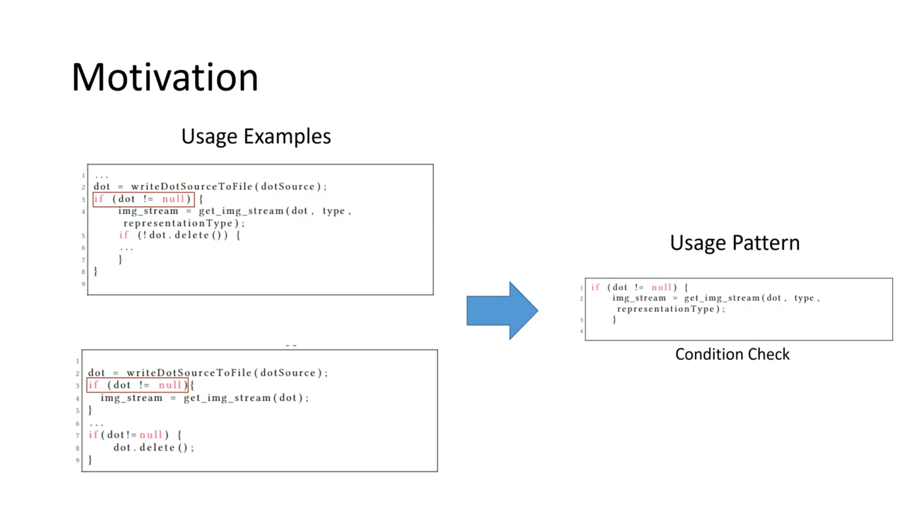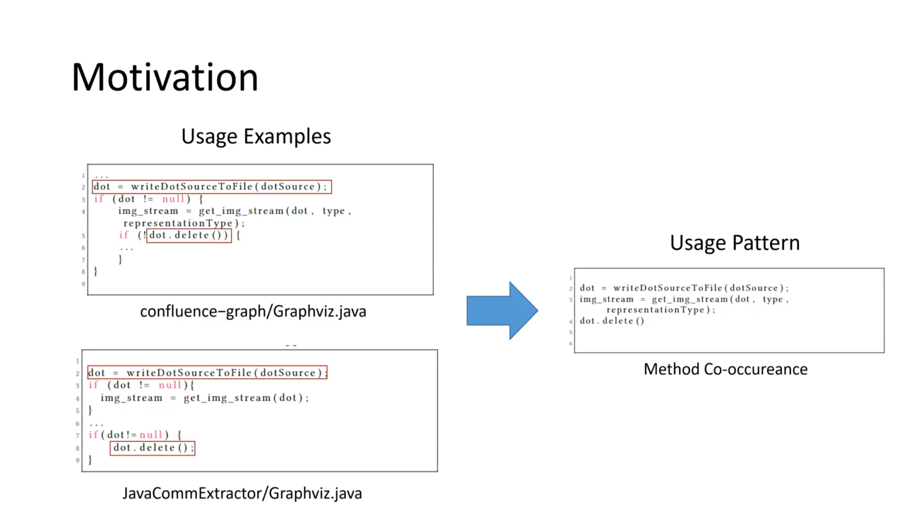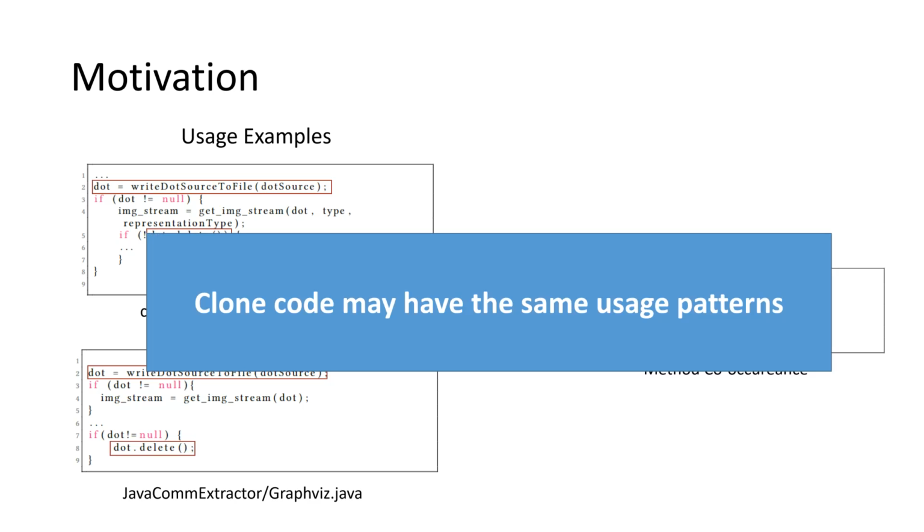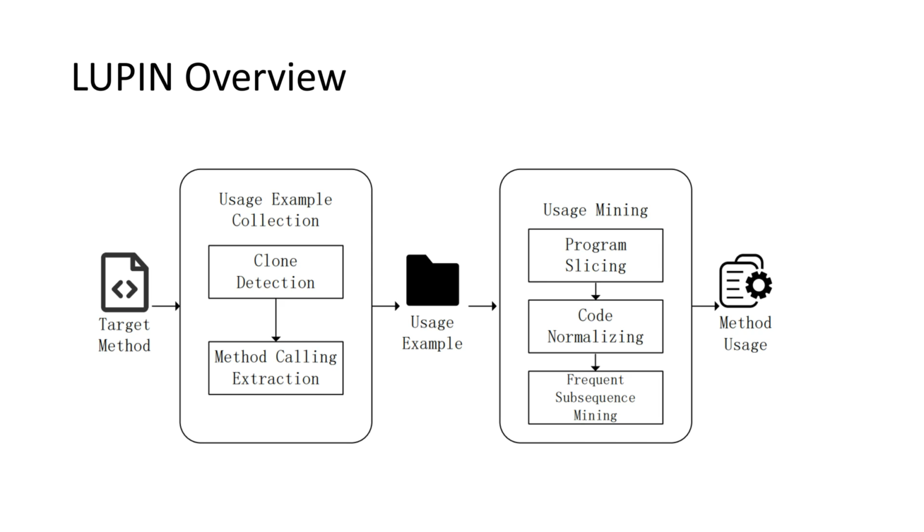For example, no matter result method or clone method, the developer should check the first parameter of them is not none. Moreover, the method getImageStream will always appear with methods write.sourceToField and delete. So we find the clone code may have the same usage patterns, and this finding inspires us to search the usage patterns of the results not only from its usage examples but also from those of its cloned methods.